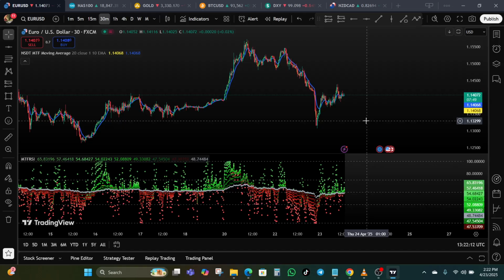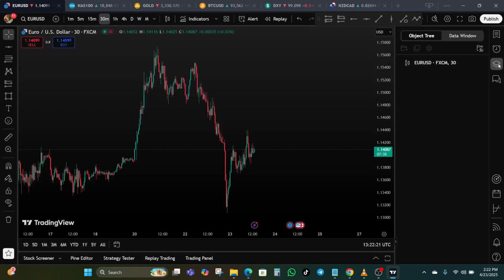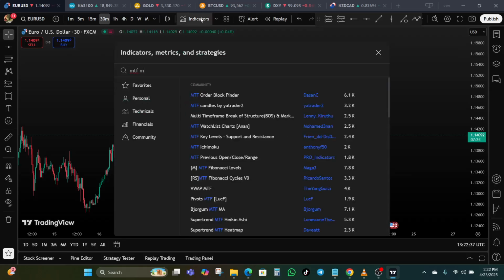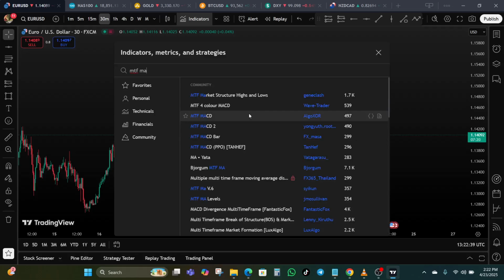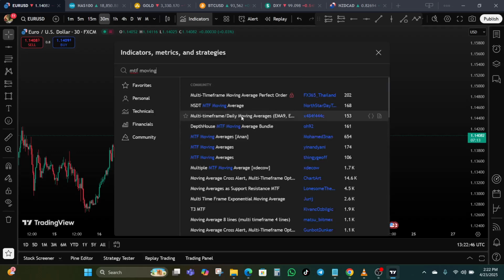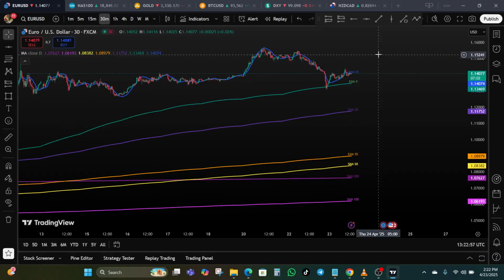Now let's talk tools. We have already started talking about tools, but just for further emphasis and better understanding: MTF moving averages, that is multi-time frame moving averages, identify long-term trend direction while trading short-term moves. Just like I already said, if you are using an MTF moving average, you can get information about long-term moves even while you are trading short-term.